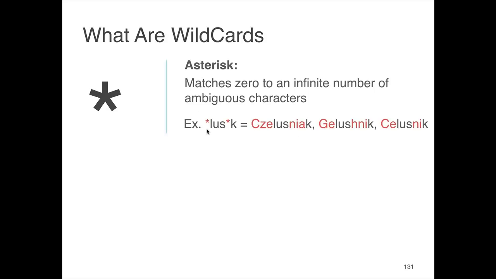I have a colleague of mine whose family name is Chaluzniak, and he's found that if he inserts a star, LUS, star, K, the system will bring back all of the name variants of Chaluzniak, which are many. It'll replace those star characters with all kinds of different characters, but it'll bring back many records from his family.